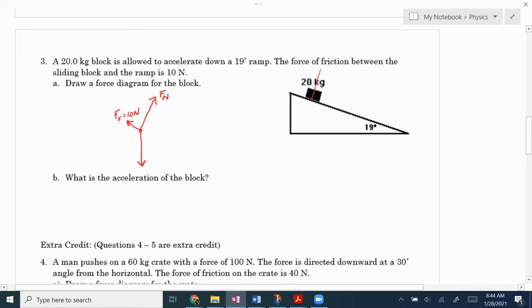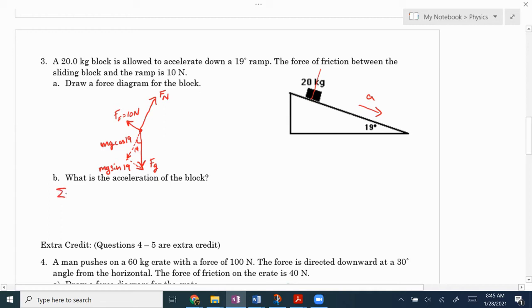Force of friction, 10 newtons. Let's remember that the force of gravity gets broken into pieces on an inclined plane problem. So that's our 19 degrees right there. This is going to be mg sine of 19 degrees, and this part's going to be mg cosine of 19 degrees. It asks what is the acceleration of the block? Since it's accelerating in that direction down the slope.